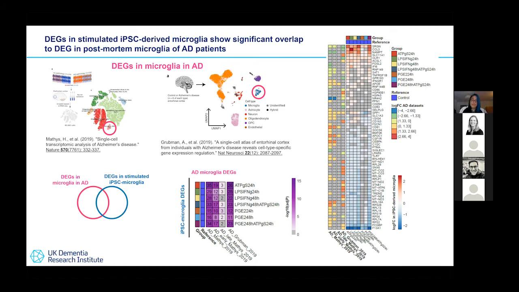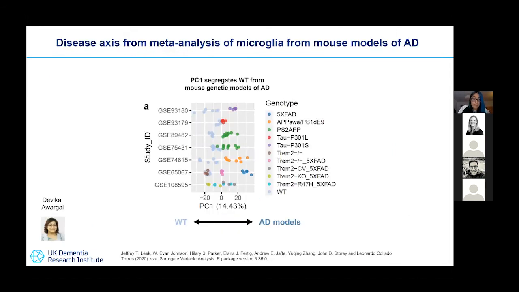We then asked, given that we don't have a clear answer here on which of the stimuli is more relevant, we turn back to mice, where a previous member of our lab, Devika, performed a meta-analysis of the microglia from different mouse models of AD. After accounting for batch effects, she identified the first principal component that segregated wild types from most of the AD models in mouse, and particularly more severe models such as the 5XFAD segregated further along this axis.